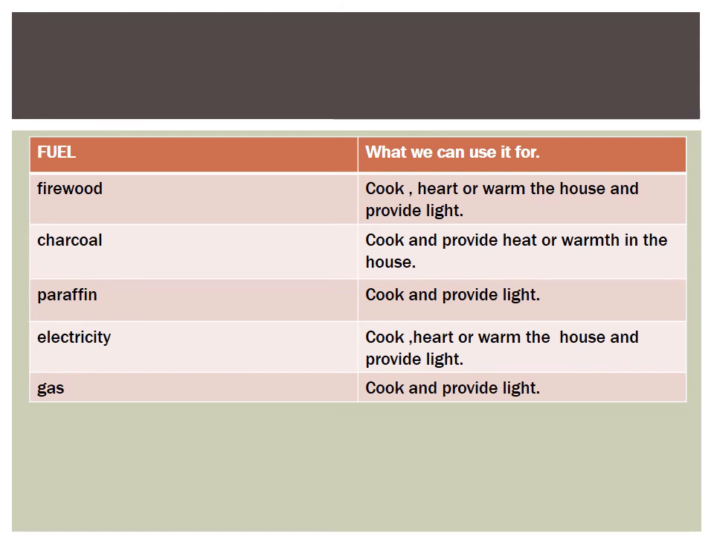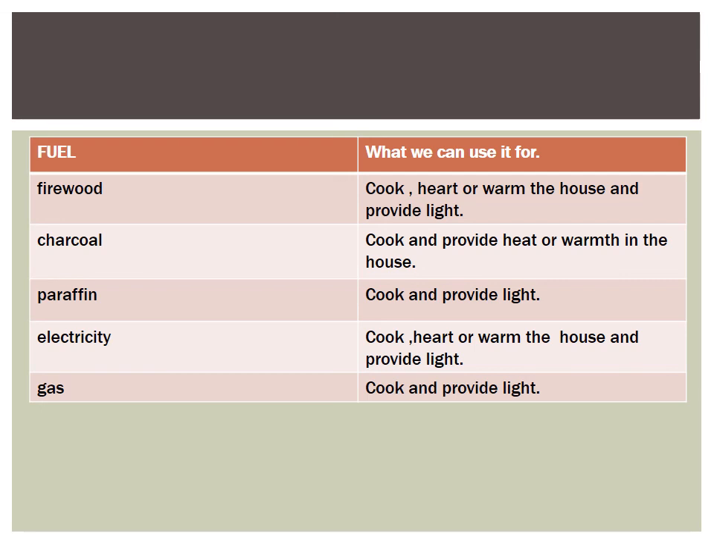Number 2, we have charcoal. Charcoal is used for cooking, and provides heat or warmth in the house. So charcoal we use there to cook and provide heat or warmth in the house. Then we have paraffin, number 3, which is used for cooking and provision of light in our houses.